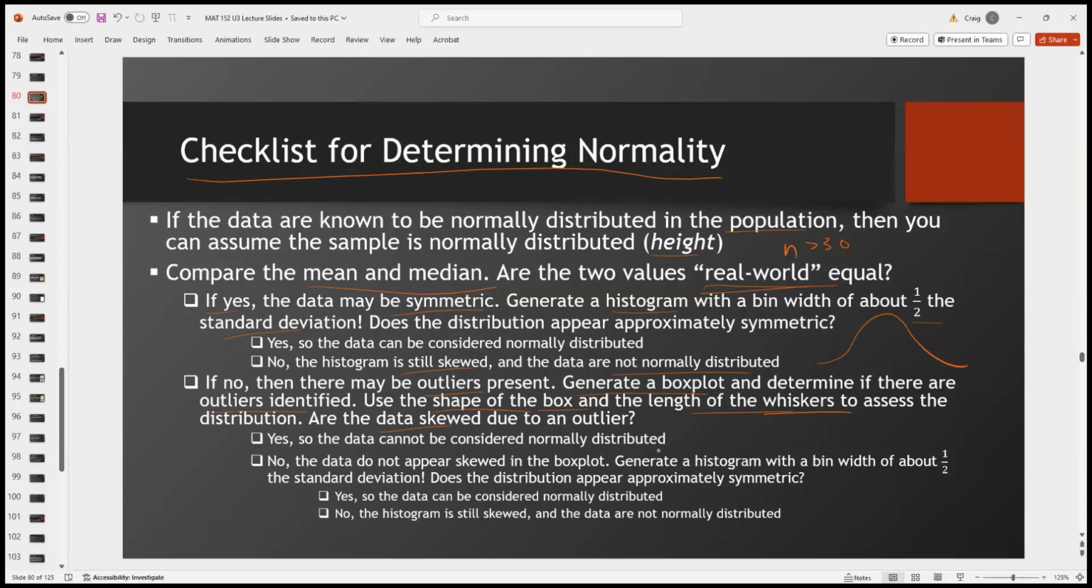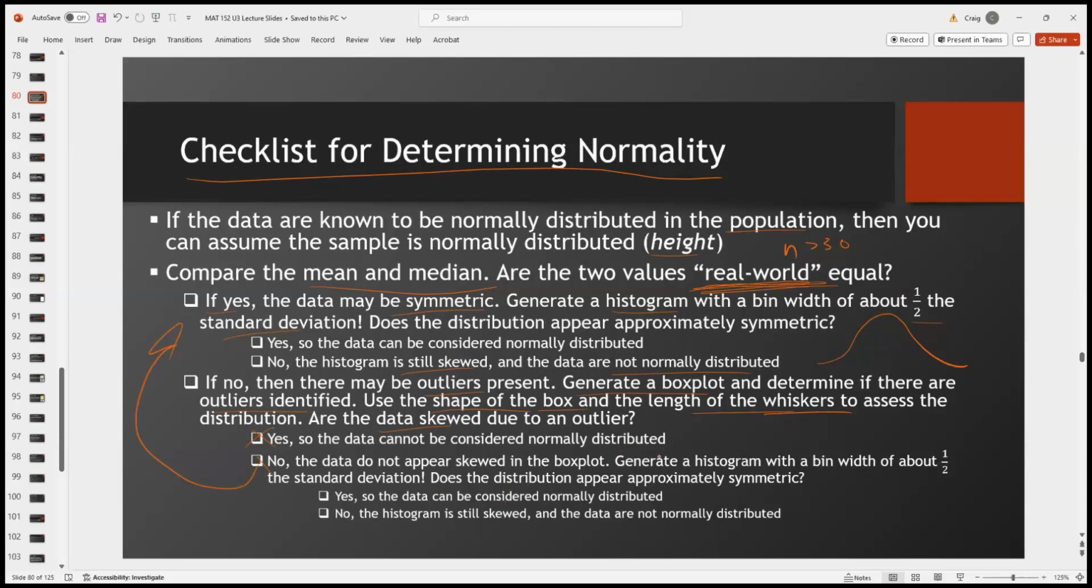Okay? If there's a skew, or if there are some outliers or something like that, then you can't consider it to be normally distributed. But if there's not a skew, if it still kind of looks normally distributed, even though the mean and median aren't what you'd consider real world equal, then you essentially say no and you go back to the previous step.